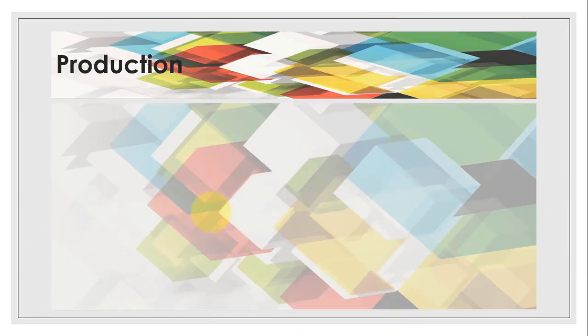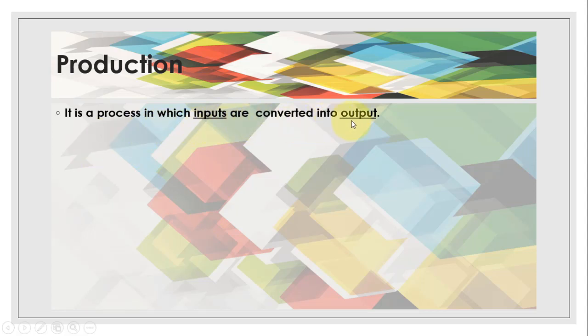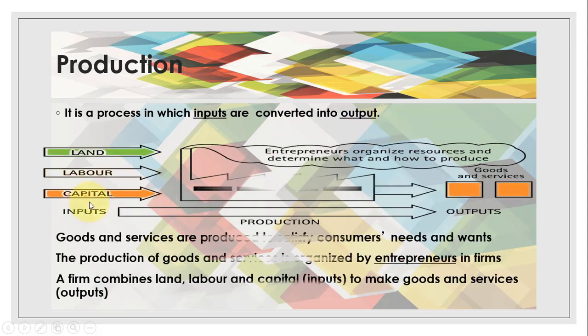Production. Production is a process in which inputs are converted into output. It is a very basic meaning. Goods and services are produced to satisfy consumer needs and wants. The production of goods and services is organized by entrepreneurs and firms. And what does a firm do? A firm combines land, labor, capital to make goods and services.